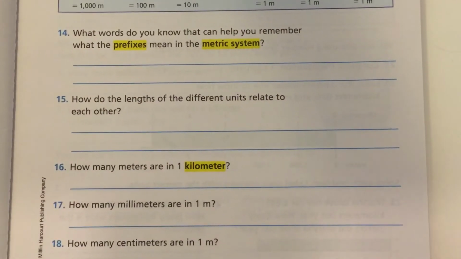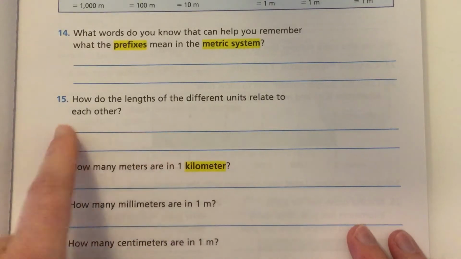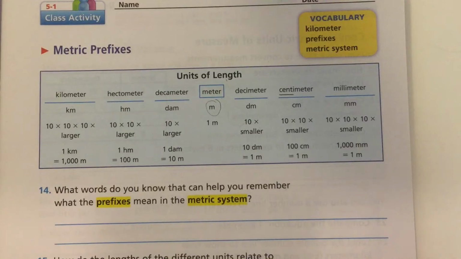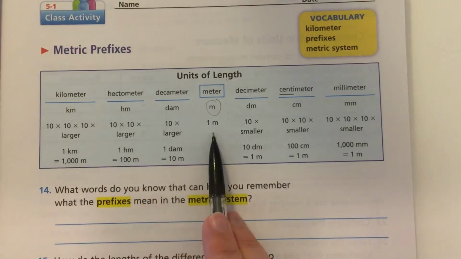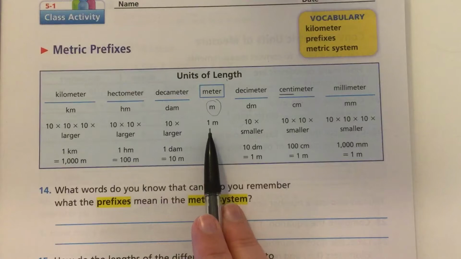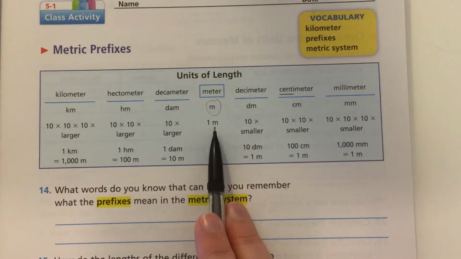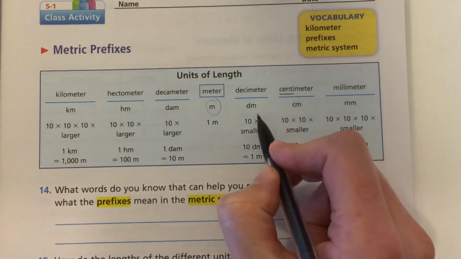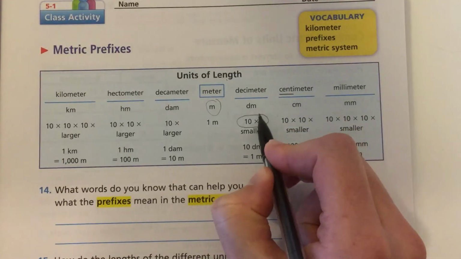Number 15, how do the lengths of the different units relate to each other? So this is leading us to the math that we're going to learn with this. And it's all about multiplying by 10 or dividing by 10. So let's look a little bit more carefully at this chart. If I'm going from 1 meter and I'm wanting to convert it to decimeters, what am I going to multiply 1 times?